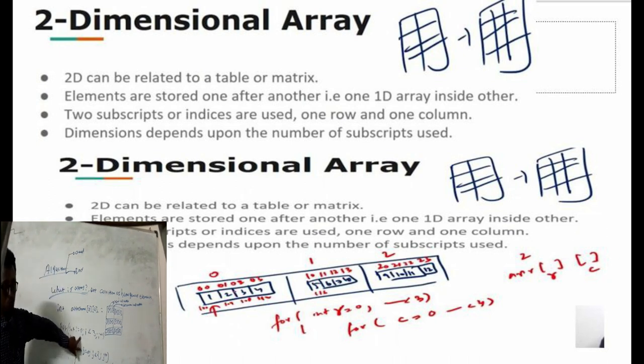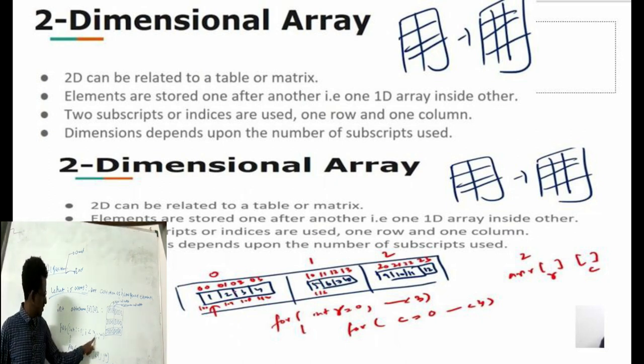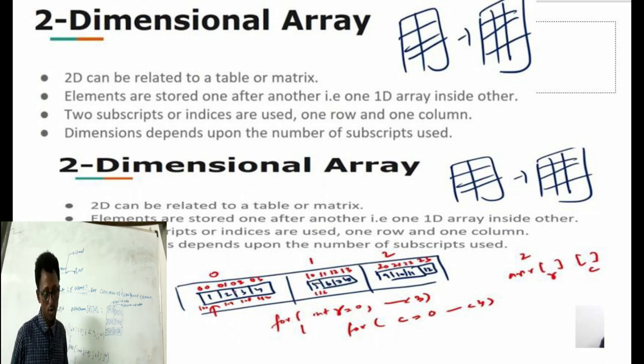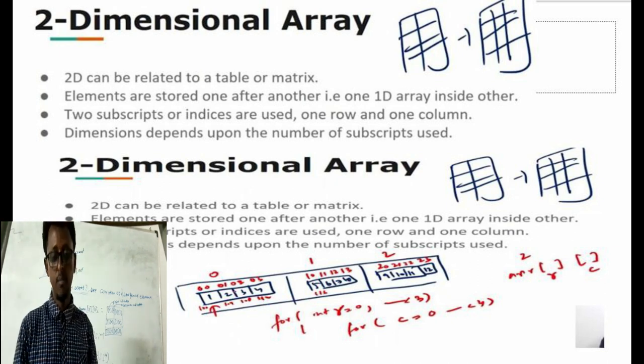We use two for loops. This one is for the row, this one is for the column. This one compares with the number of rows. This is the column, the nested inner for loop, which compares with the number of columns. This is how we manipulate the array.